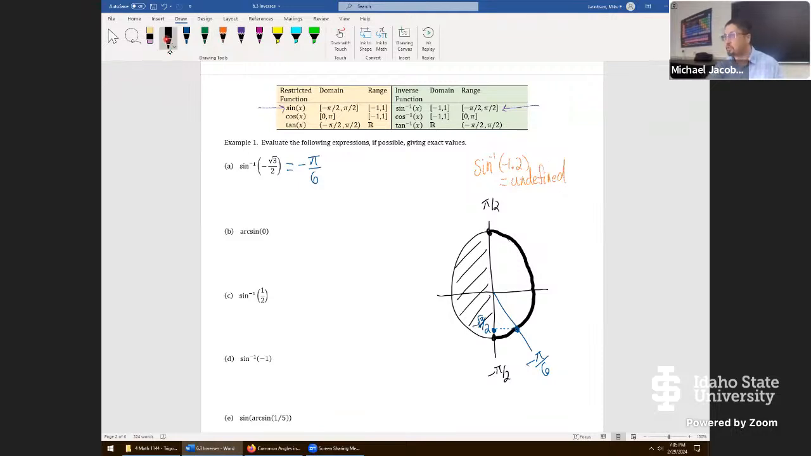Okay, well, let's give this next one a try. I think the next one is a little bit tricky. It's asking for arc sine of 0, or just sine inverse of 0. Keep in mind, sine inverse and arc sine are just two notations for the same exact thing. But anyone spot what this value should be?